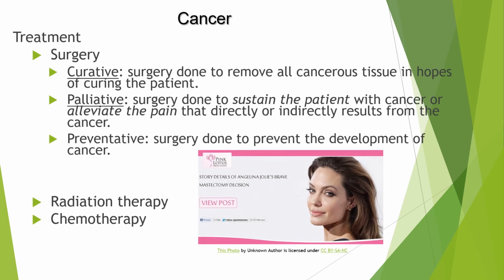Now on treatment. I mentioned in slide 11 about biopsies and tumor removal. These fall into the surgery category. There can be curative surgery done to remove all the cancerous tissue in hopes of curing the patient. Palliative surgery is done to sustain the patient with cancer or alleviate any pain associated with malignant pain, that directly and indirectly result from the person's cancer.